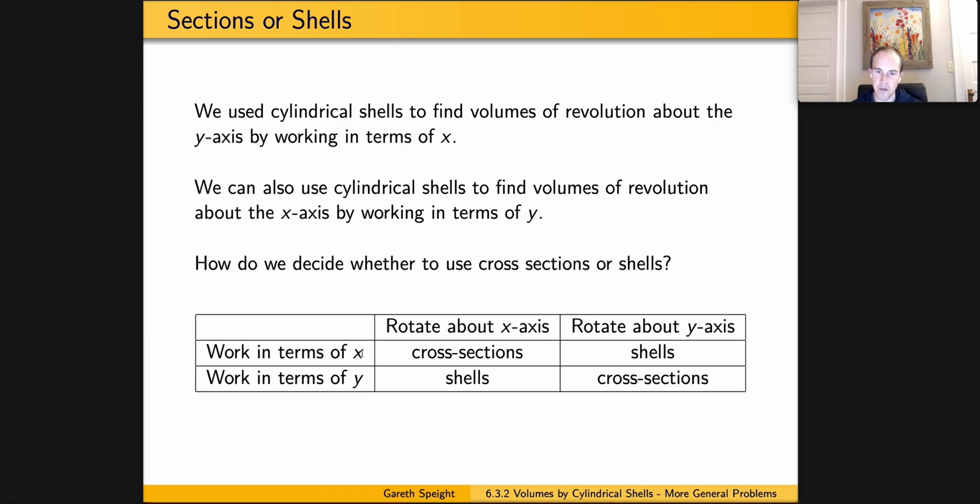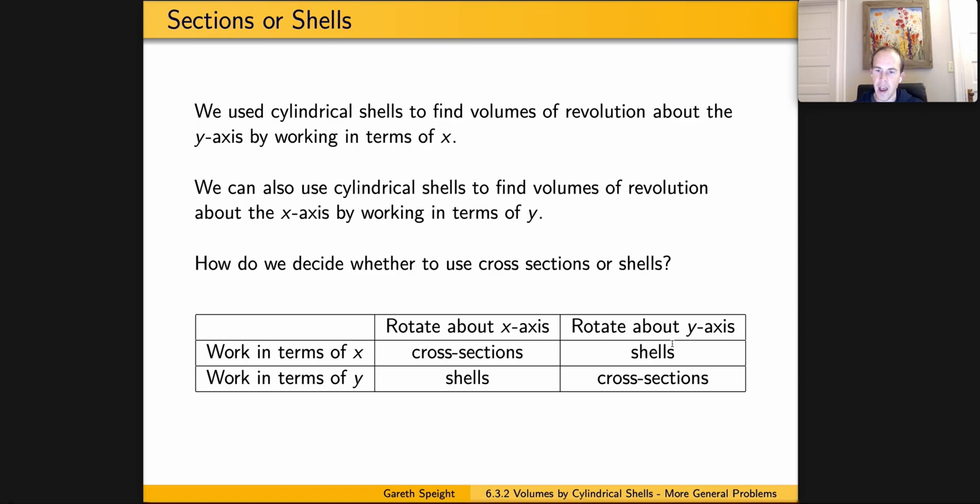So suppose we're working in terms of x and we rotate about the x-axis. In that case, the cross-sections are going to be disks or washers. Those are the problems we started with in 6.2. So then we're going to want to use cross-sections, right? The cross-sections are disks or annuli. We find the area, we integrate it, that's cross-sections.